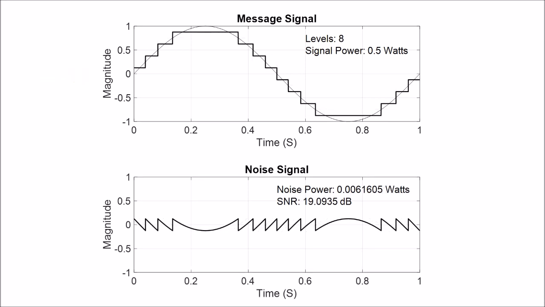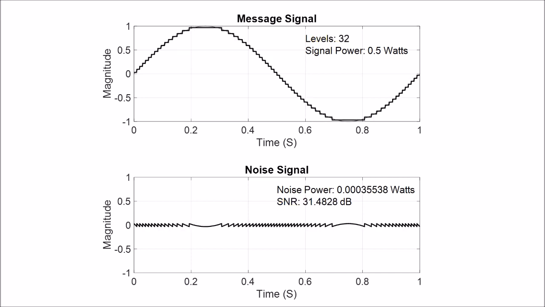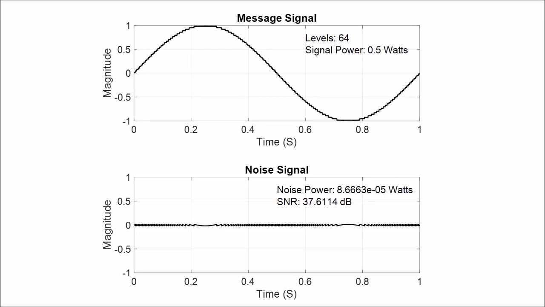This continues the experiment for 3 bits per sample, which is 8 levels, and the signal to noise ratio about 19 decibels. 4 bits per sample gives 16 levels and a signal to noise ratio of 25 decibels. 5 bits per sample gives 32 levels and a signal to noise ratio of 31 decibels. 6 bits per sample gives 64 levels and a signal to noise ratio of 37 decibels. And you'll notice that with more levels, the noise signal is getting smaller and smaller.